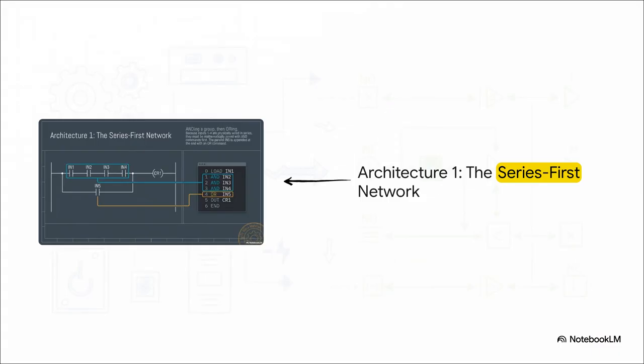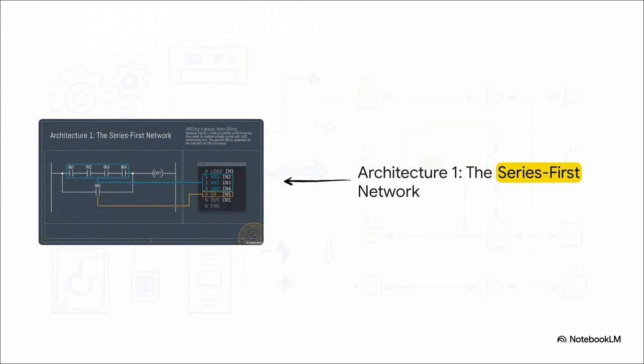Take a look at a series first network. Here, the primary inputs are physically wired sequentially. Energy literally has to pass through one to get to the next, which means they must be mathematically joined with AND commands right off the bat. So we load the first input, then we AND the second, third, and fourth. You can see exactly how the syntax builds logically, step by step, enforcing that strict chain of requirements.